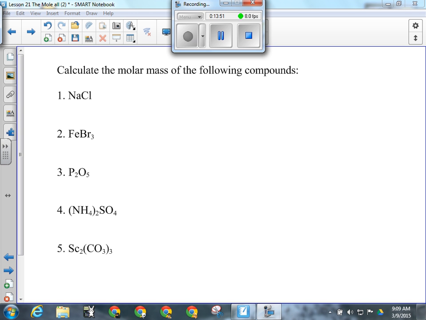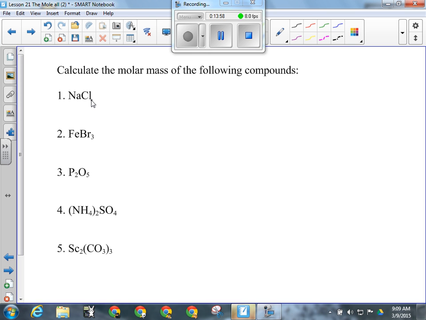All right, let's just look at the first 2 here, just to make sure we're all on the right track. I want to find out the molar mass of the following compounds. So, sodium chloride. How many sodium are there? 1. So I look up sodium on the periodic table as 22.99. And then I add that to how many chlorine? 1. Chlorine is 35.45. So I add those 2 together, and I should have 58.44. Is that right?